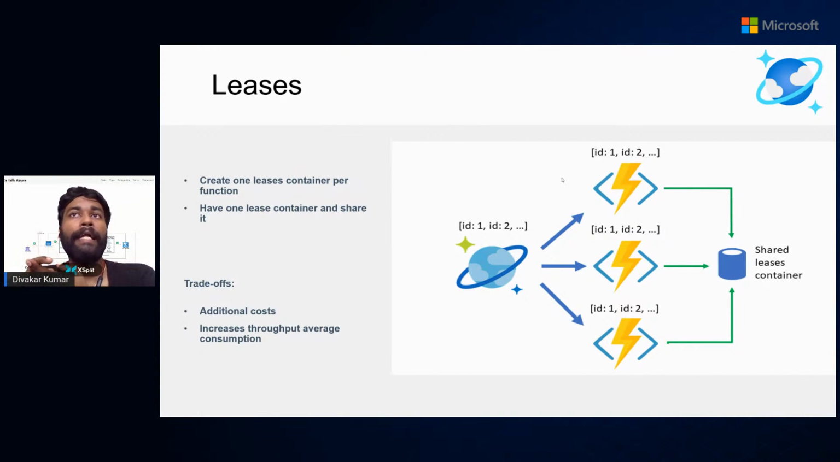You have two options to go about this. You can create one lease container per function, or you can have a shared leases container. In the first case there is a trade-off, because you incur additional costs: the leases container is a new container, and you need to provision throughput for it as well. Or you can have a single lease container shared across multiple Azure functions handling different use cases. This is the best practice.